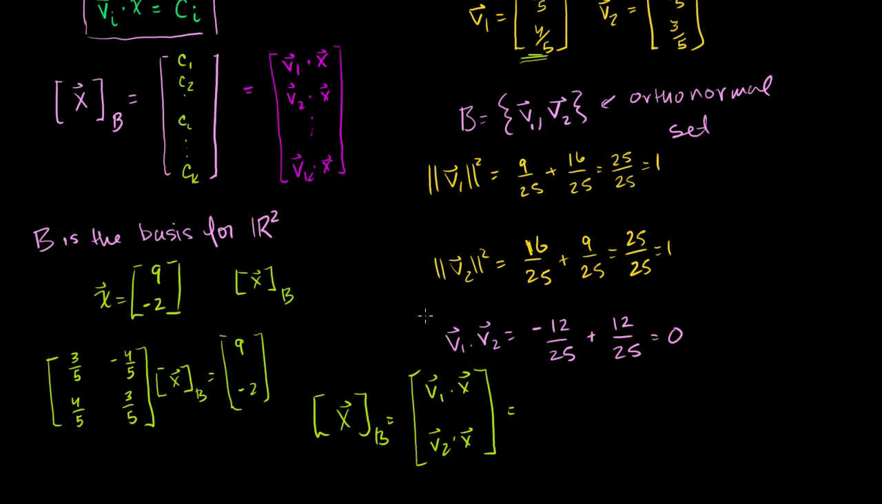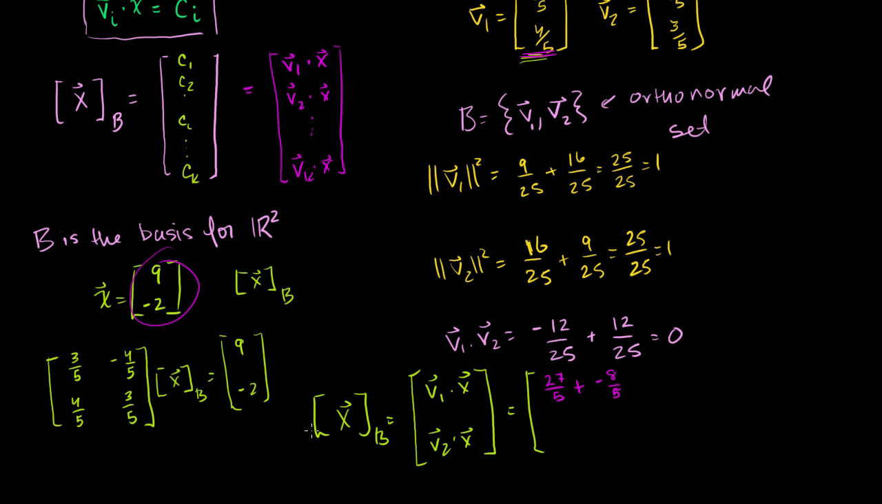And what is this equal to? X is 9 minus 2. If I dot that with v1, I get 9 times 3/5, which is 27/5, right? 9 times 3 is 27 over 5. Plus minus 2 times 4/5. So that's minus 8/5, right? Minus 2 times 4/5 is minus 8/5.